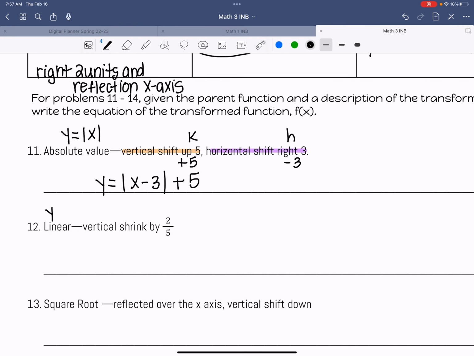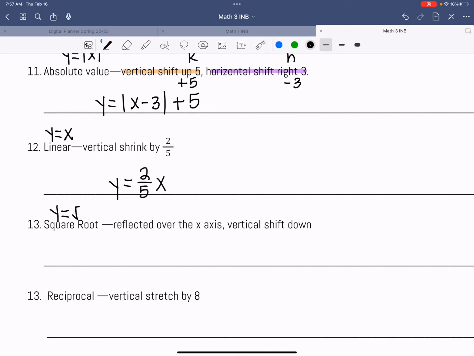All right, linear is just x, y equals x. It's a vertical shrink by 2.5. So remember, this is what's being multiplied in the front. So this is going to become y equals 2 over 5 times x.